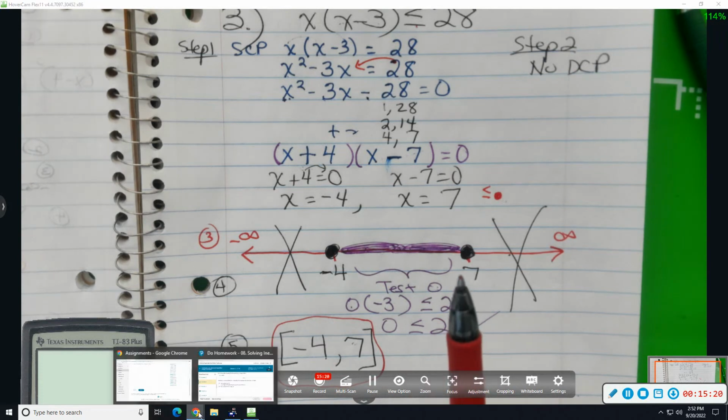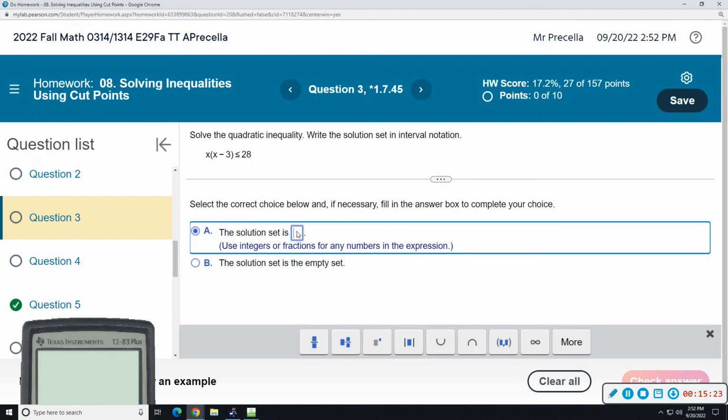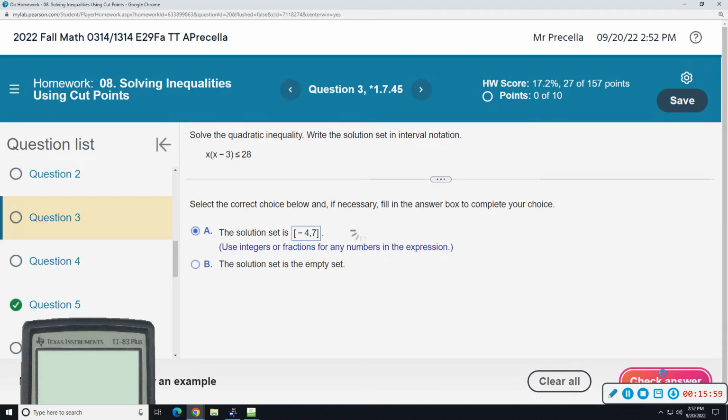Let me punch that in up here. Bracket, -4, comma, 7, bracket. Also check my answer. Oh, wait, I want to point out something. You'll see these parentheses here. Even if you're using parentheses on your interval, I would not use this. This is set up assuming an ordered pair. So if you want parentheses, you use the parentheses key on your keyboard. Okay? Check answer.